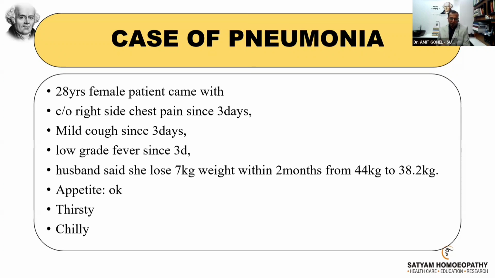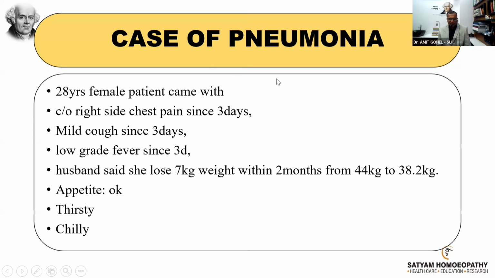Okay. So, a 28-year-old female came with right-sided chest pain since 3 days, mild cough since 3 days, low-grade fever since 3 days. And the husband says that she lost 7 kg weight within 2 months, from 44 kg to 38.2 kg. Her appetite was okay, thirsty, chilly. Now, from symptoms, what things do you have to observe?